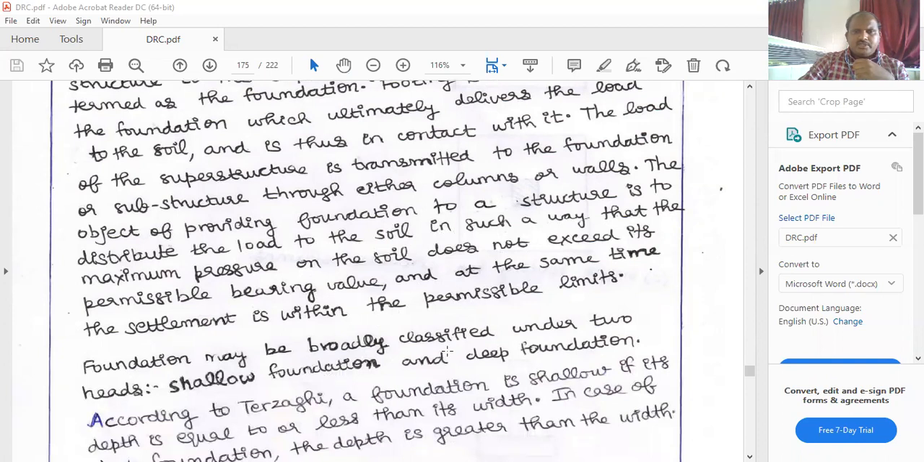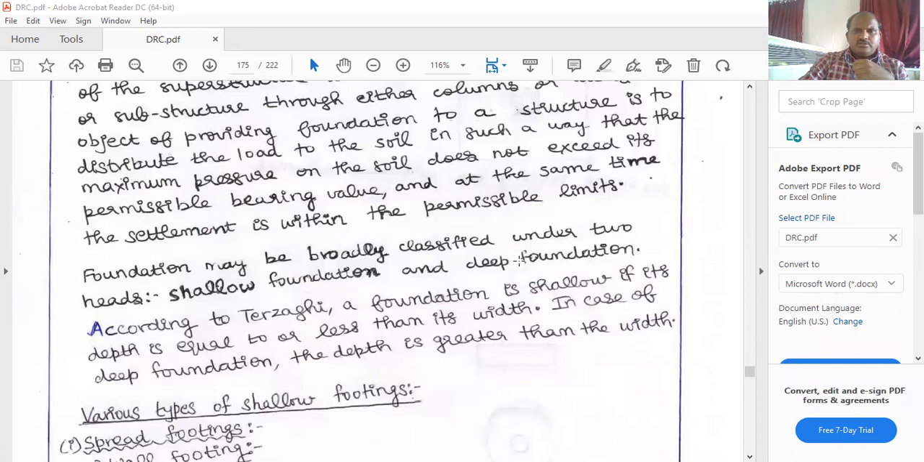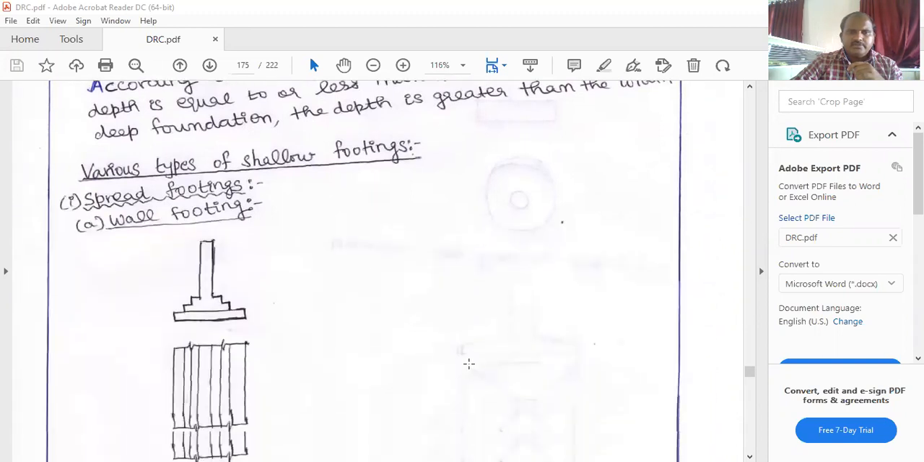Foundations may be broadly classified under two heads: one is shallow foundation, another one is deep foundation. According to Terzaghi, a shallow foundation is one whose depth is equal to or less than its width. In case of a deep foundation, the depth is greater than the width. Now, the various types of shallow foundation.